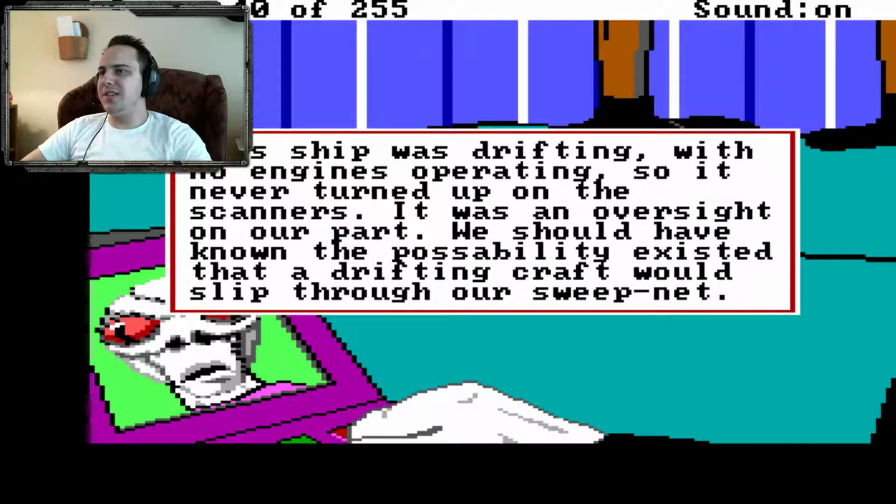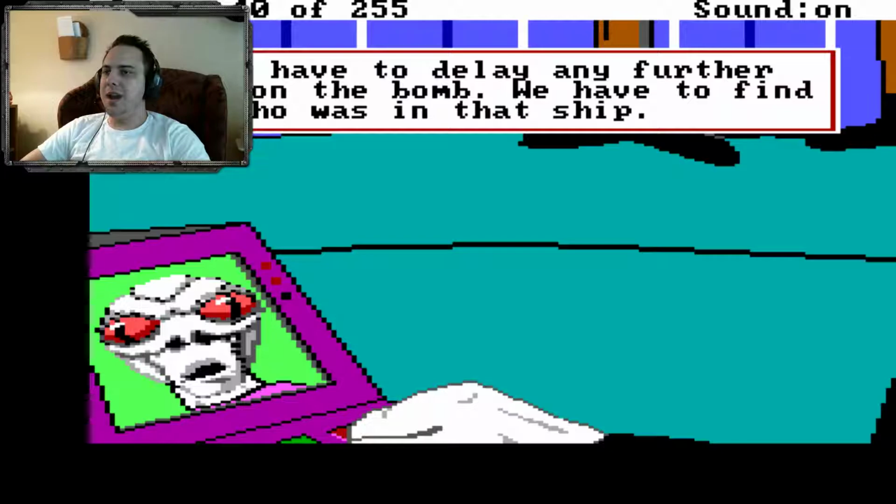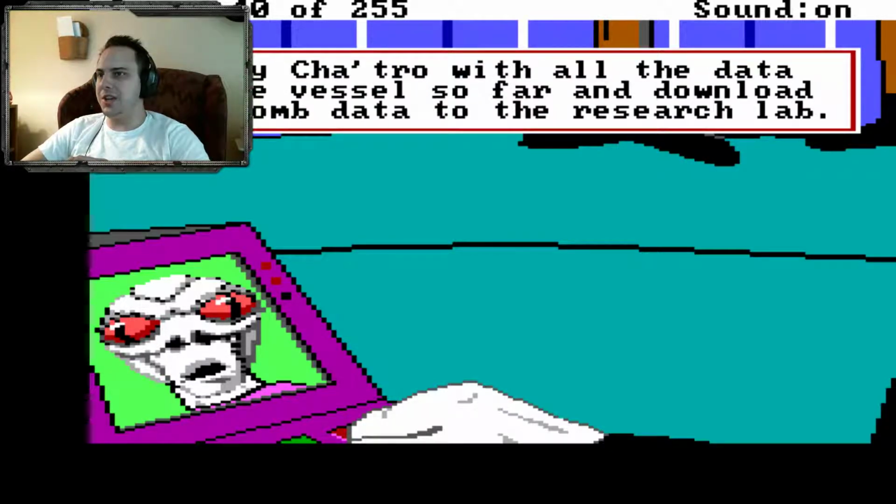It was an oversight on our part. We should have known the possibility existed that a drifting craft would slip through our sweep net. We just got unlucky, and the ship happened to drift into the path of the explosion. We'll have to delay any further work on the bomb. We have to find out who was in that ship.